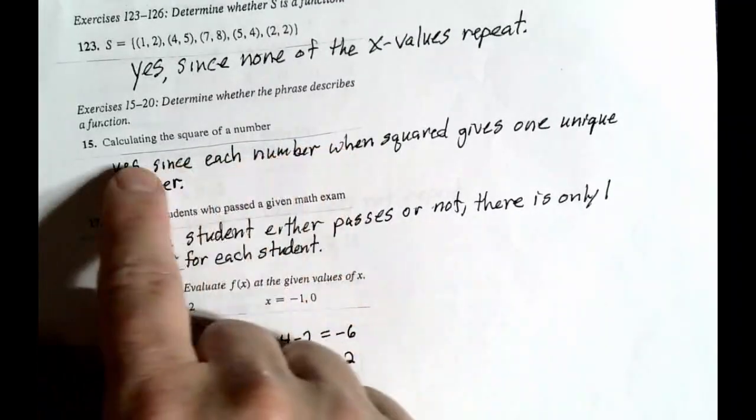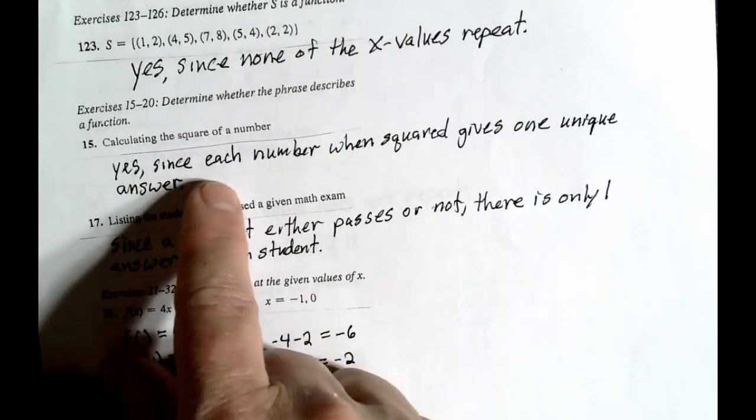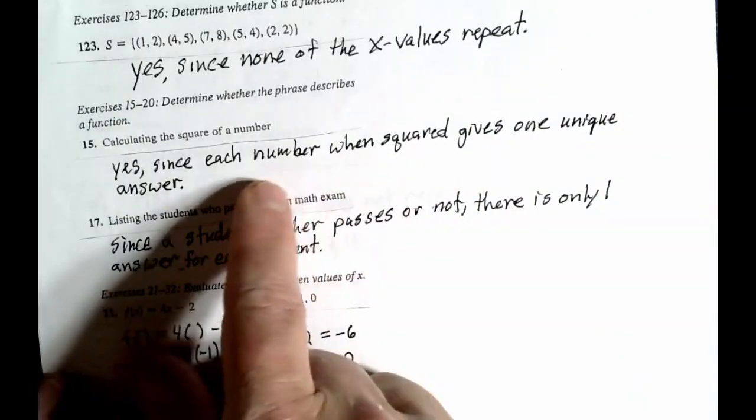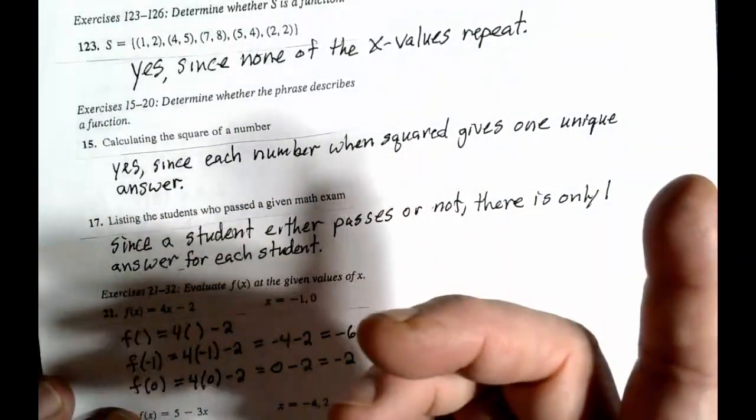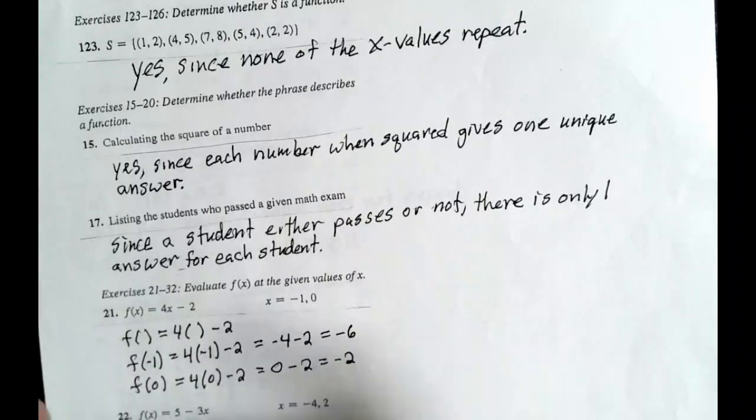Determine whether the phrase is a function, calculating the square of a number. Yeah, so each number when you square it gives one specific answer. You're never going to square 3 and get 2 answers. 3 squared is always going to be 9. 4 squared is always going to be 16. So that is a function.